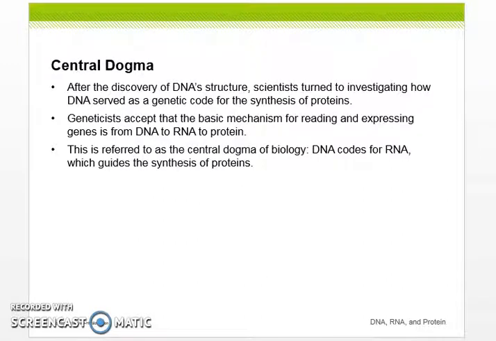The central dogma. After the discovery of DNA structure, scientists turned to investigating how DNA served as a genetic code for the synthesis of proteins. Geneticists accept that the basic mechanism for reading and expressing genes is from DNA to RNA to protein. This is referred to as the central dogma of biology, meaning DNA codes for RNA, which guides the synthesis of proteins. This bullet point right here, this section is very important, guaranteed to be on your EOC.